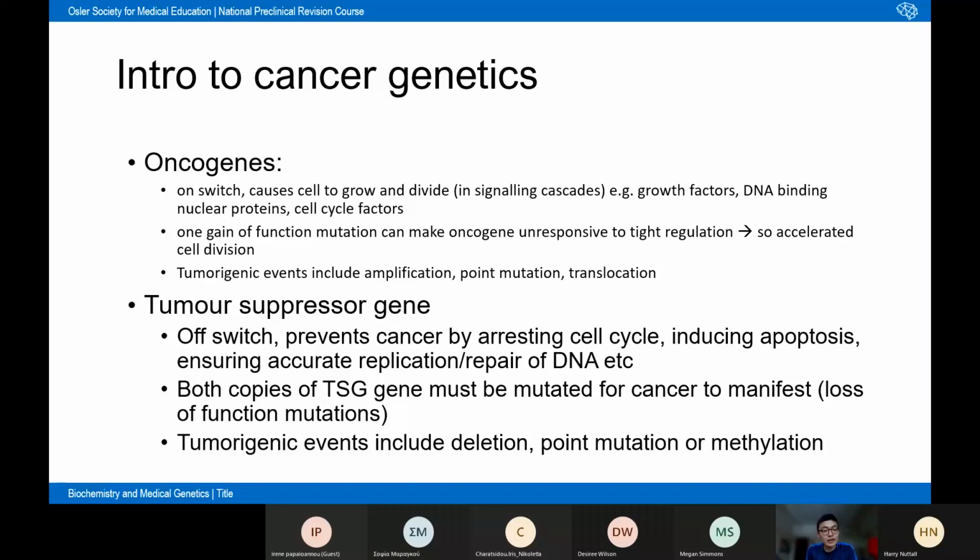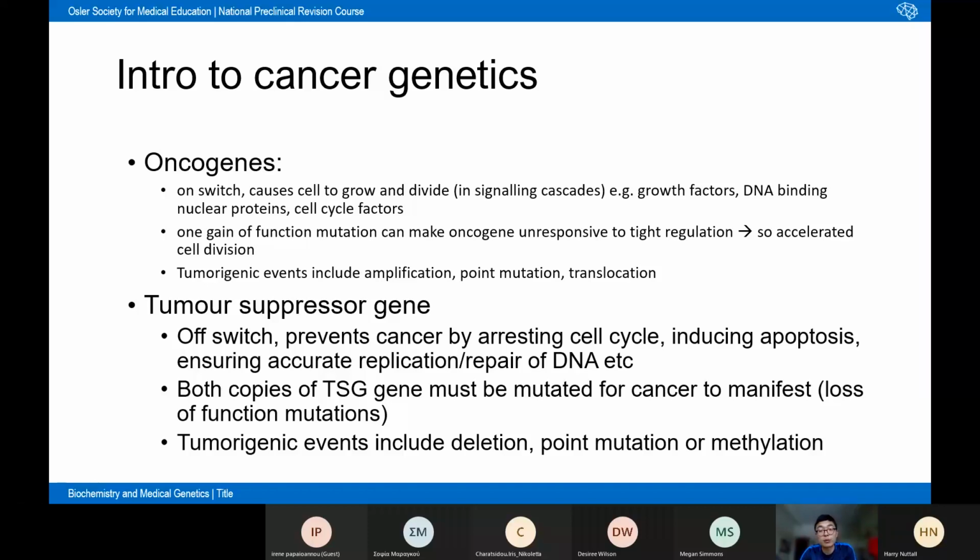The tumorigenic events in which oncogenes are implicated include amplification events, which as you can imagine lead to overexpression of an oncogene, point mutations, and also translocation events. And on the other hand, we also have tumor suppressor genes, which can be regarded as an off switch. They prevent cancers by arresting the cell cycle, they induce apoptosis, and they ensure accurate replication and repair of DNA.